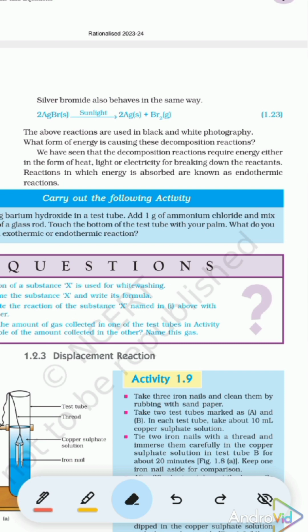So previously we learned what exothermic reactions are. Now we are going to study the definition of endothermic reaction. So what are endothermic reactions? Reactions in which energy is absorbed are known as endothermic reactions. This is just the opposite of exothermic reactions.